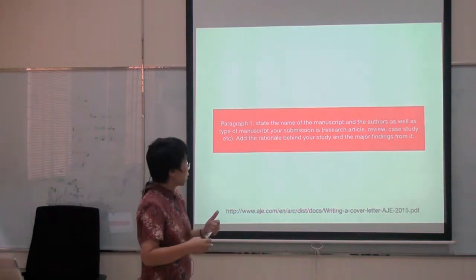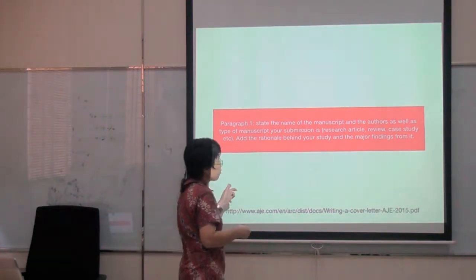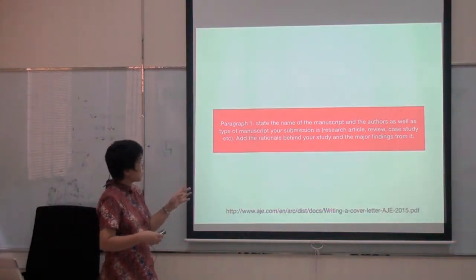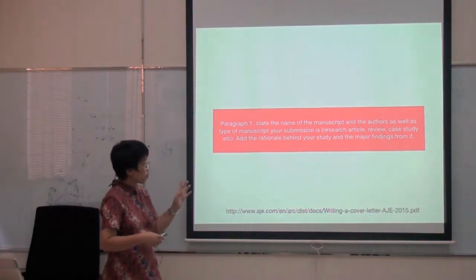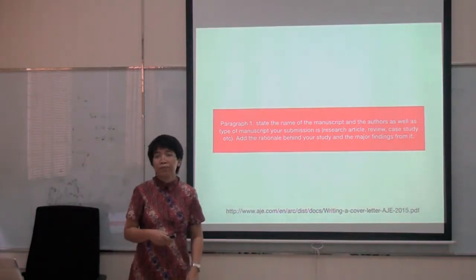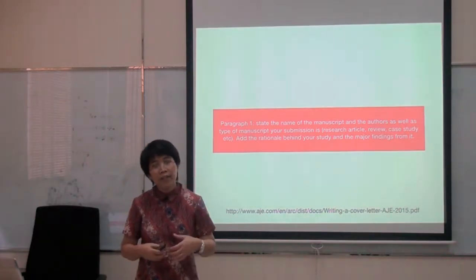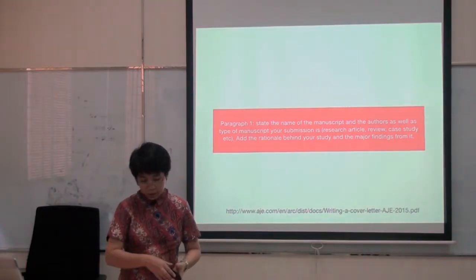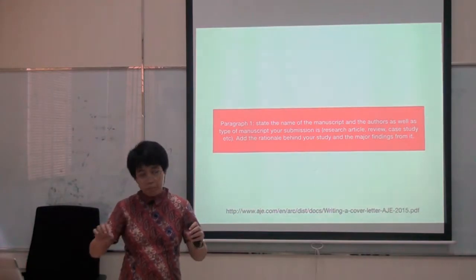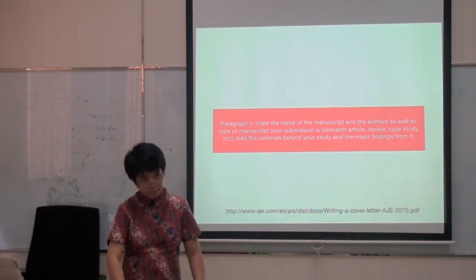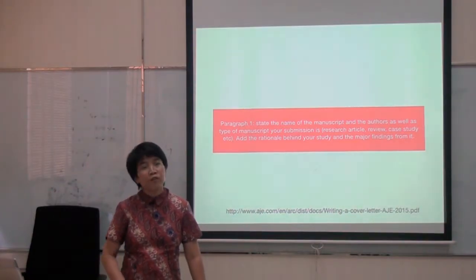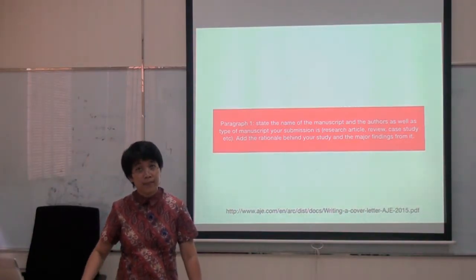In the first paragraph, state the name of the manuscript and the authors, as well as the type of manuscript your submission is. For instance, "I'm writing to you on behalf of the authors to submit this manuscript: title, authors, affiliations, for publication as a research article."